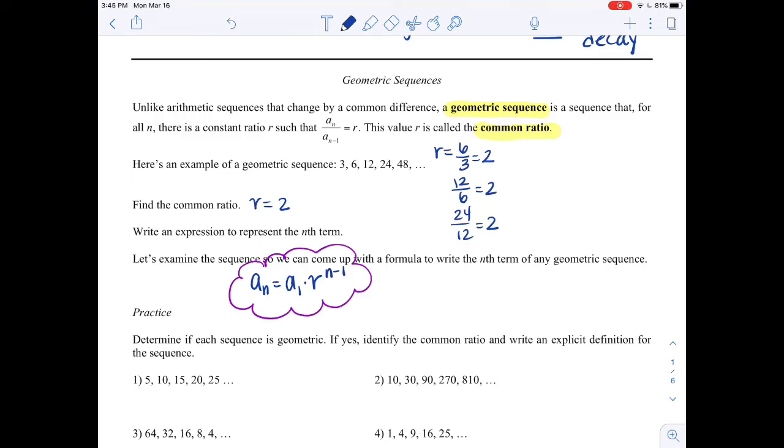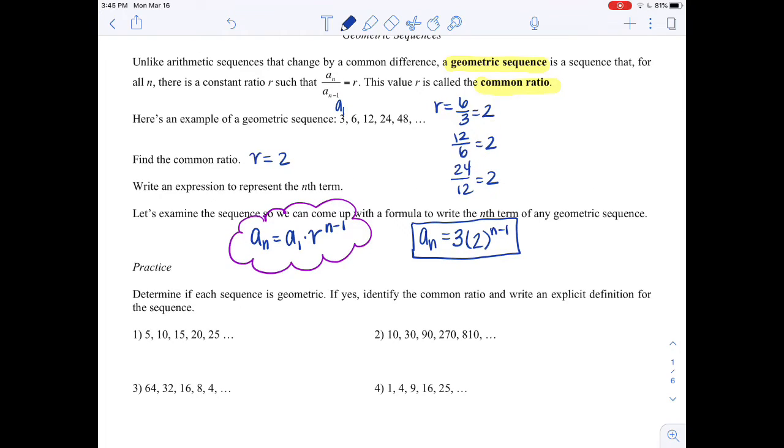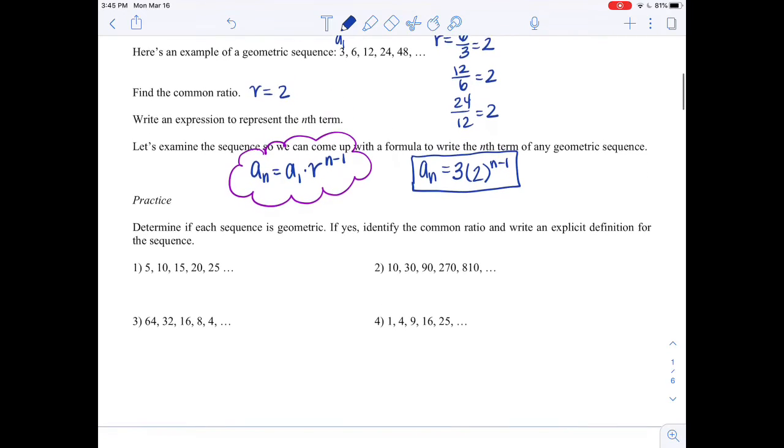So how do I make this rule for this geometric sequence? a sub n is our nth term, our general rule. Our very first term, a1, was 3. We're multiplying by a common ratio of 2. And the fact that I keep multiplying by 2 over and over is why my common ratio is raised to the n minus 1 power. That's the explicit formula, and it's the one I can use if I want to find the 20th term without sitting there multiplying by 2 over and over again.